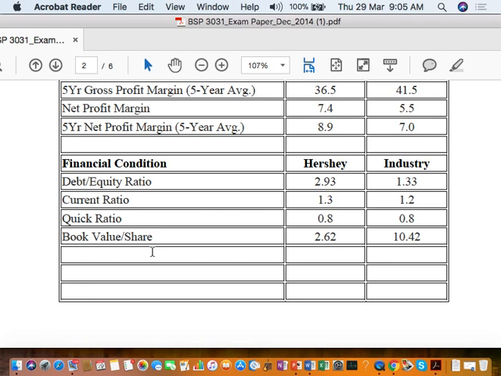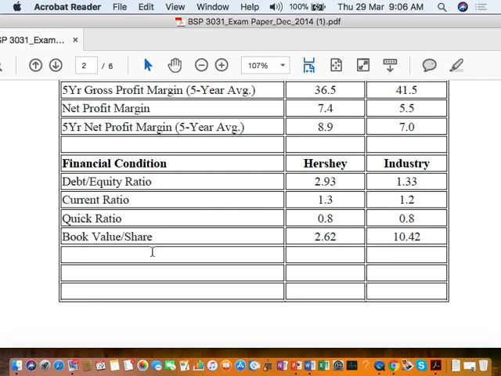So how would you analyze or interpret it? But is something missing? Can anybody see what is missing? You're saying it is more profitable than the industry. But that's general. No, it's more profitable on the five-year average against the industry as well as on the current year. Right. That's the point.